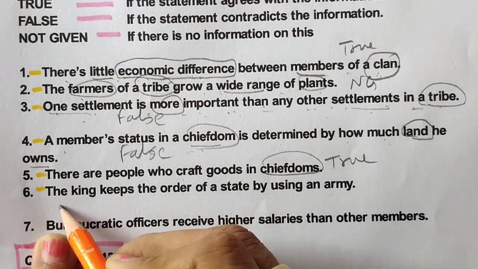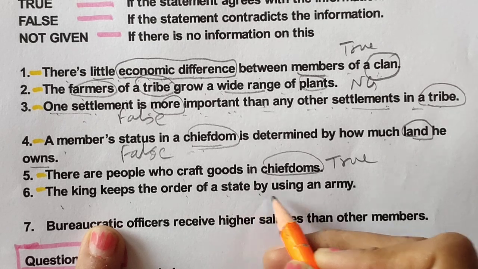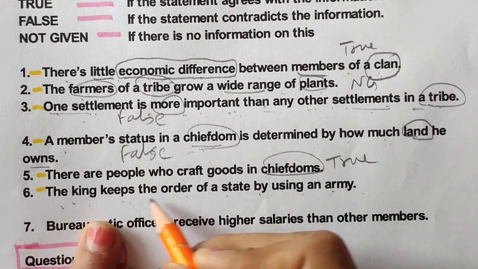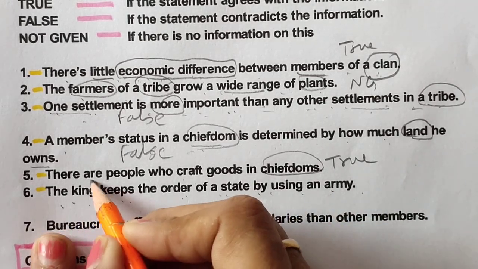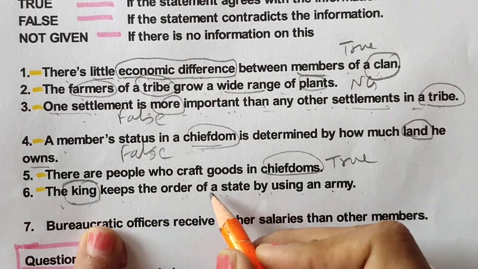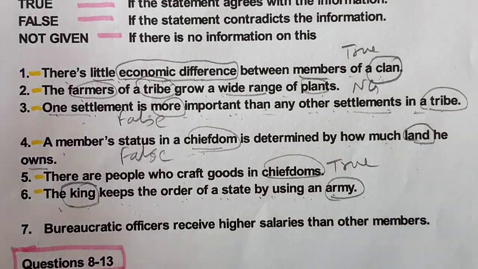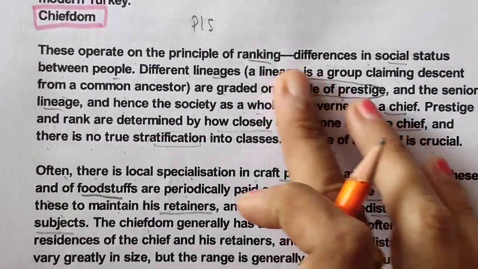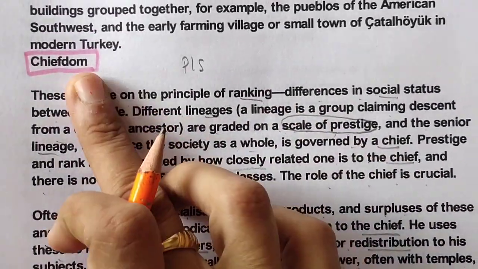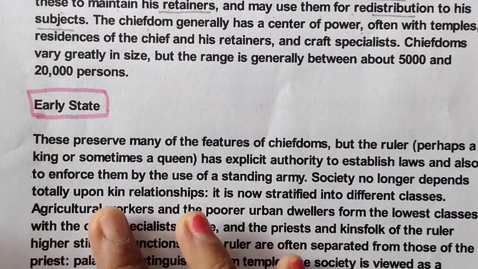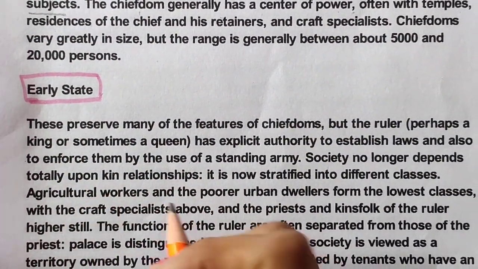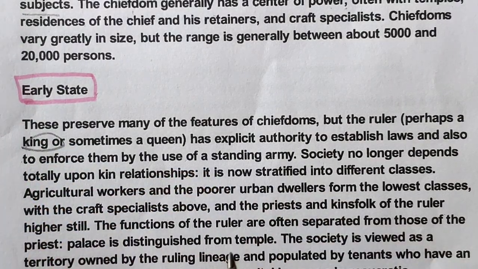Sixth, the king keeps the order of a state by using an army. Now they are talking about kings. Keeps the order of a state by using an army. Okay. So next, we have done chiefdom. Now the last passage is early state. Here we may get the king. See this.